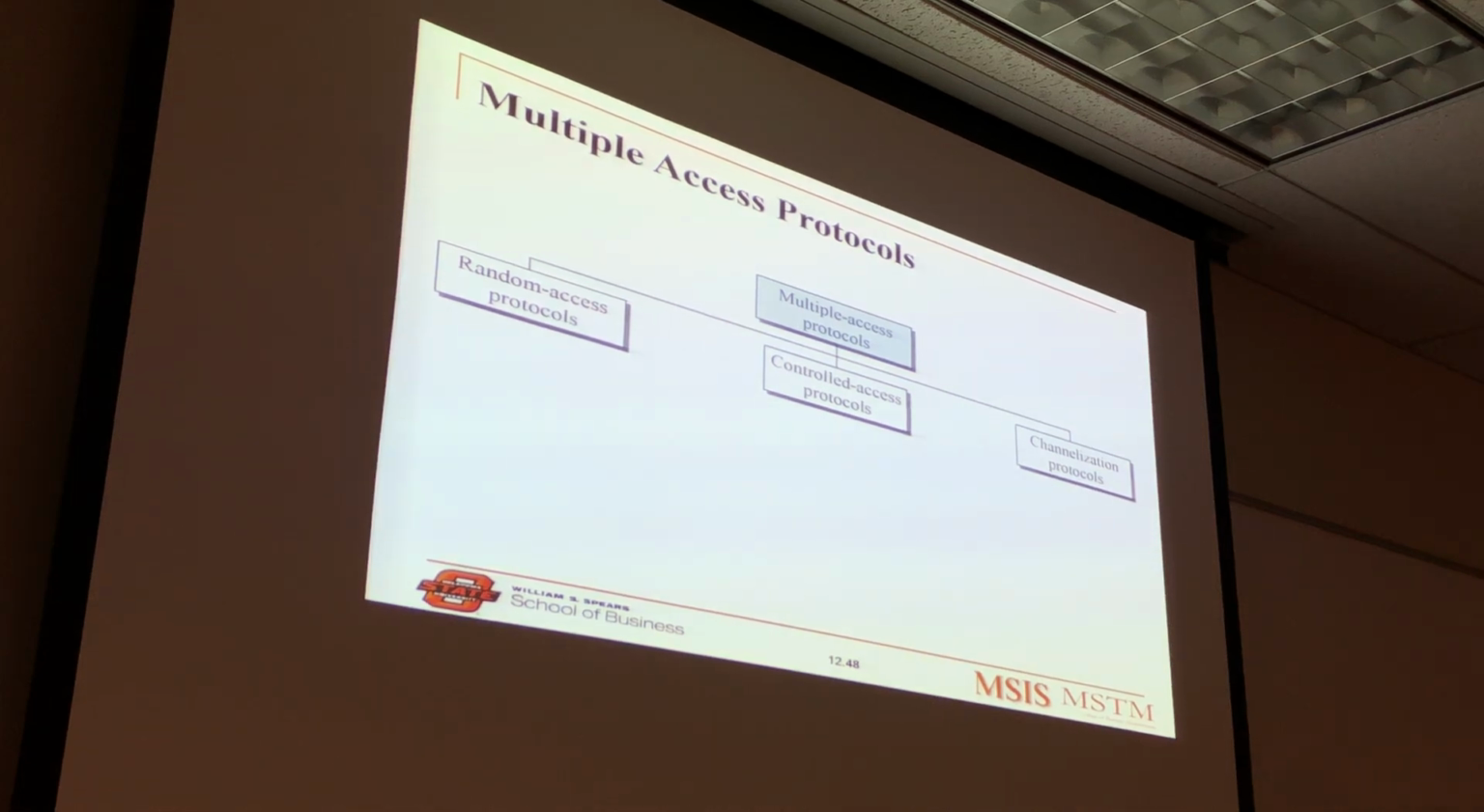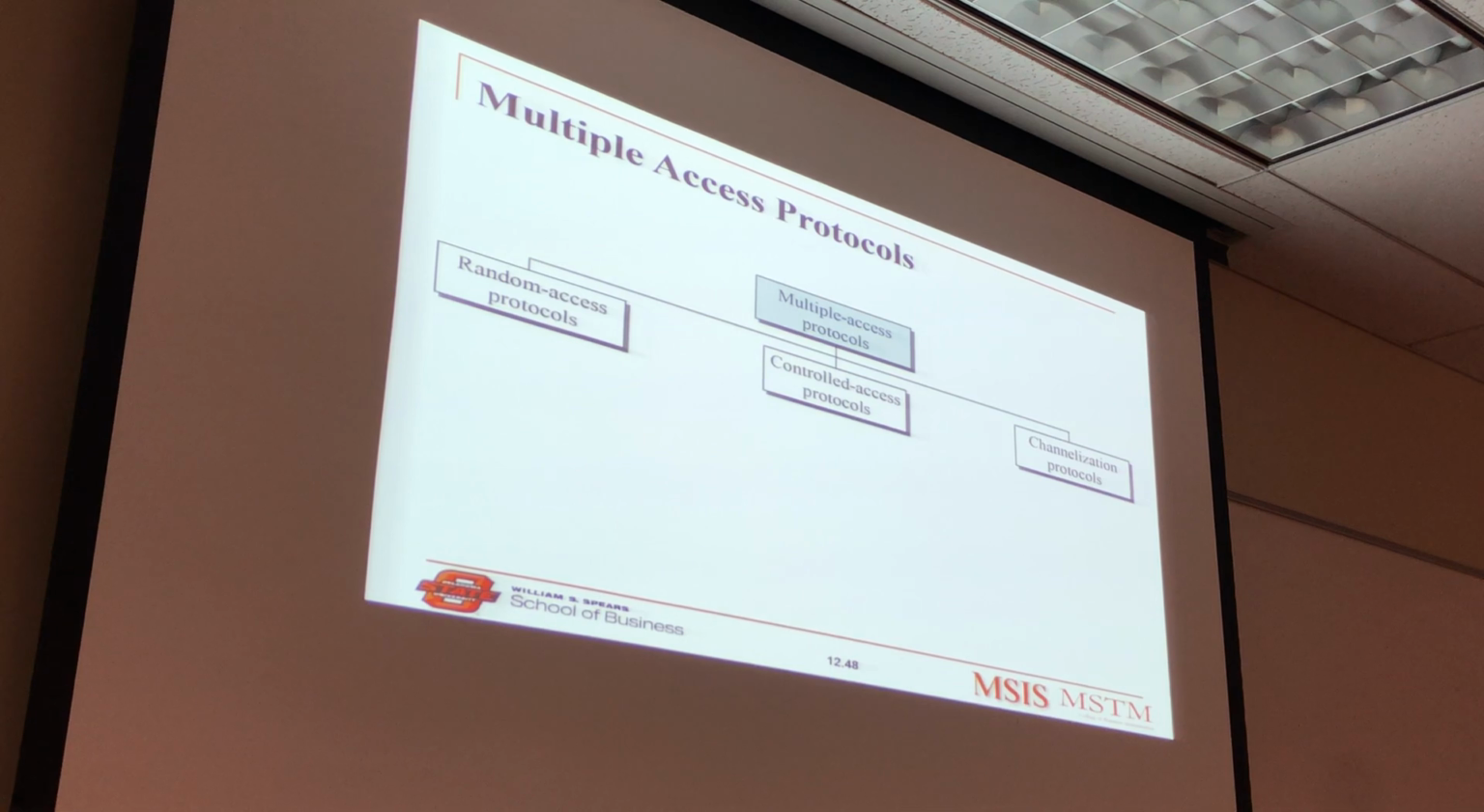But when you have multiple devices that must share a single medium, then you have to choose how to control them, the traffic control technique. So they can be categorized into 3 different categories. First one is random access. Second one, controlled access. Third one, channelization.